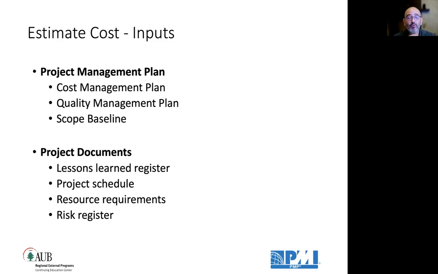So if 6 resources are required here to do this activity, I need to estimate the cost of the 6 resources. Maybe they ask for partner time, the partner's day is $2000, the senior consultant's day is $700. So the resource requirements also play a role in estimating the cost, and the risk register, because it has the response strategies, the risk mitigating strategies that I need to estimate their cost.